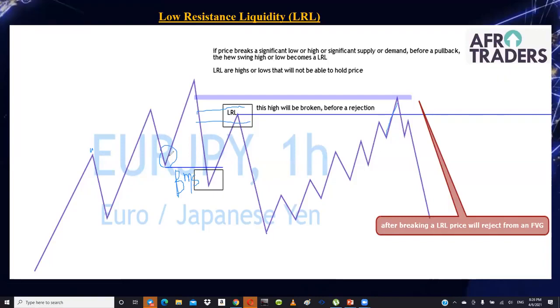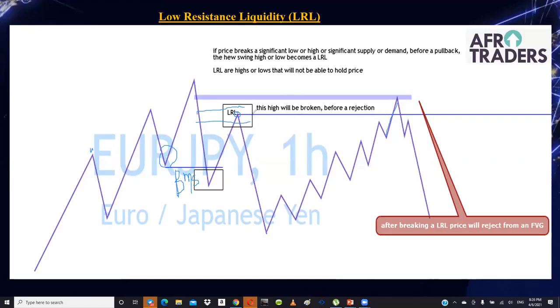From after that, we define what a significant demand zone is. So it's a significant demand zone, and price broke it before giving us this pullback, this retracement. So the high of this retracement becomes a low resistance liquidity. Low resistance liquidities are highs or lows that will not be able to hold price. So this one will not hold price.